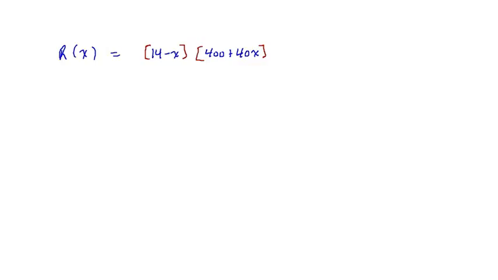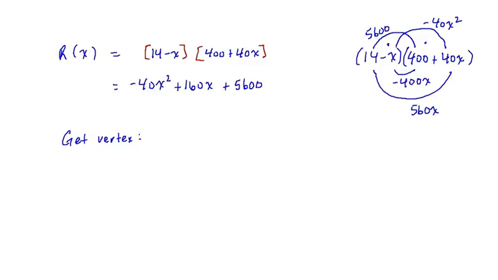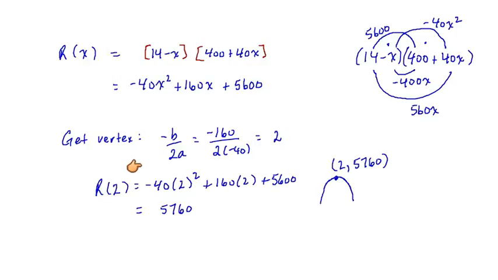I need to expand that, and because I'm trying to maximize the revenue, that tells me I need the vertex for the parabola. Because this parabola is in standard form, I'll use negative b over 2a rather than completing the square. So negative 160 over 2 times negative 40 gives us 2. I substitute that 2 into my revenue function, and I get $5,760 as the maximum revenue.